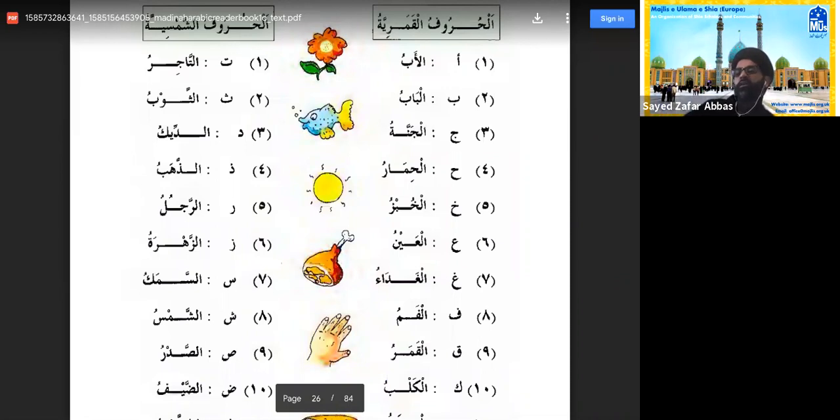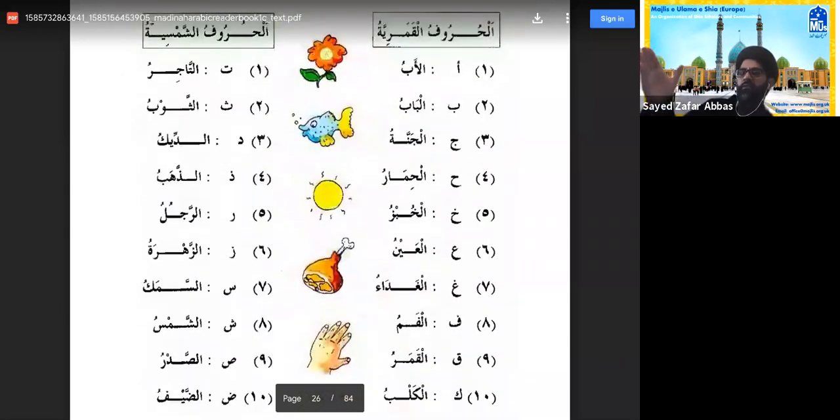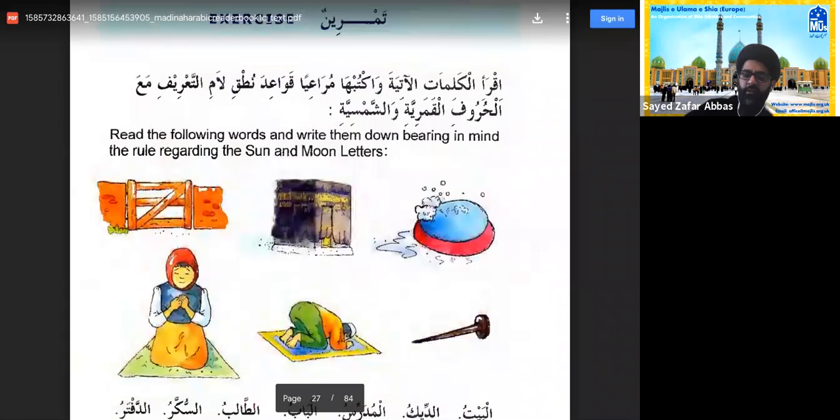So huruf al-shamsiyya: at-Tajir, ath-Thawb, ad-Dik, adh-Dhahab, ar-Rajul, az-Zuhra, as-Samak, ash-Shams, as-Sadr, ad-Dhayf, at-Talib, adh-Dhuhr, al-Laham, an-Najm, right? So exactly the same when they're written down. But when we pronounce them, when we speak them, we drop the lam, we do not pronounce the lam.